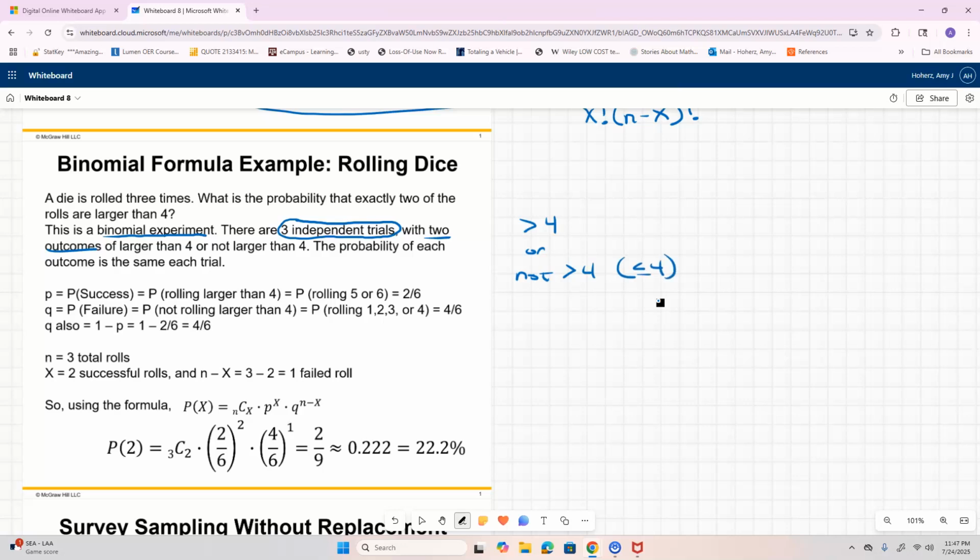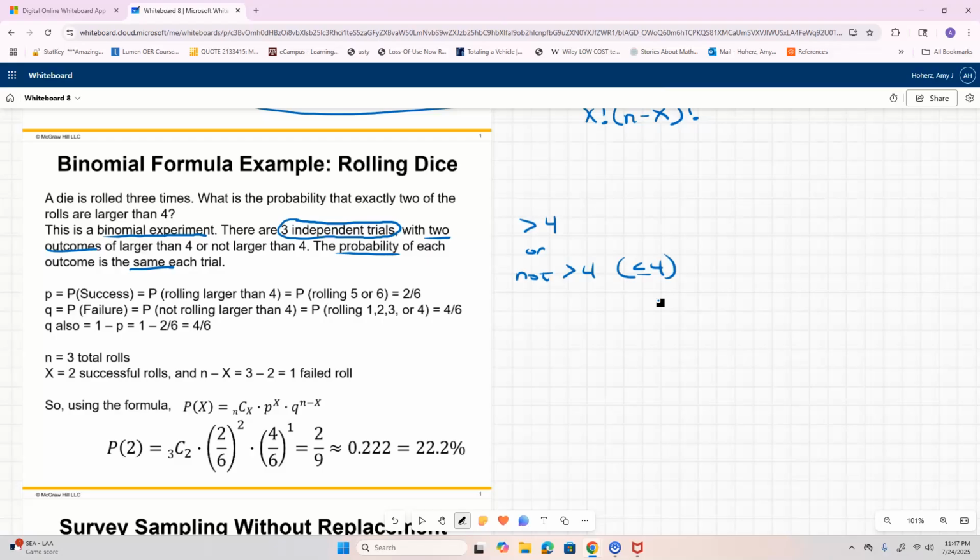So we have 2 outcomes. We have a fixed number of trials. Because it's a die, it's going to reset itself, so the probability of each outcome remains the same. And so it meets everything that we need for a binomial experiment. So now let's go ahead and list out what all the variables are. I have them here on the sheet too, but I'm going to list them out as I say them.